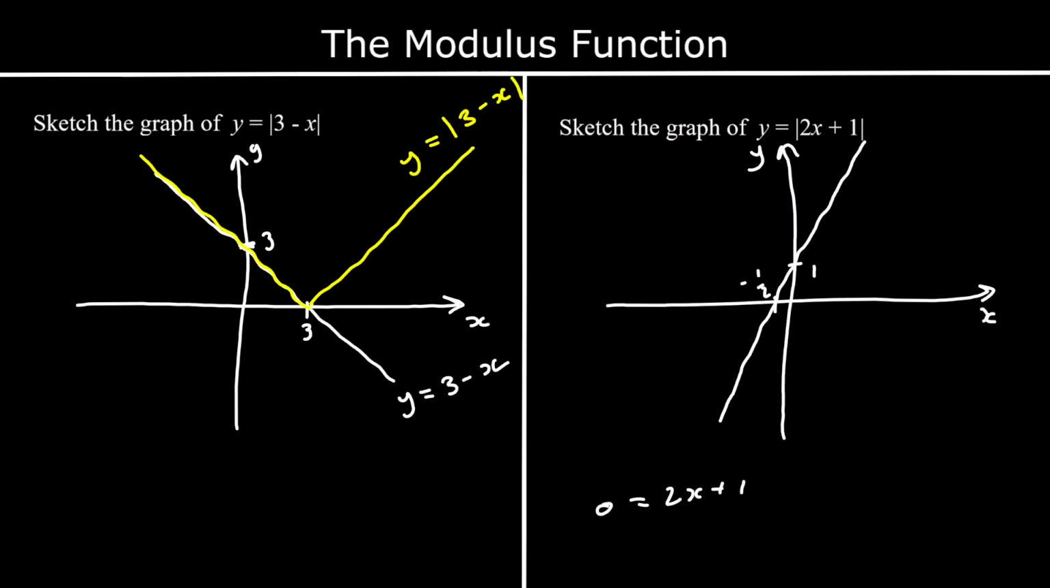The modulus is only going to give a positive result. So we're going to keep all the positives, all the bits above the x-axis, and where it was beneath, it's going to bounce back up. So that's the modulus of 2x plus 1.